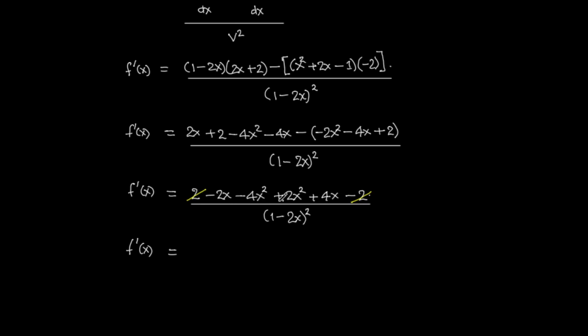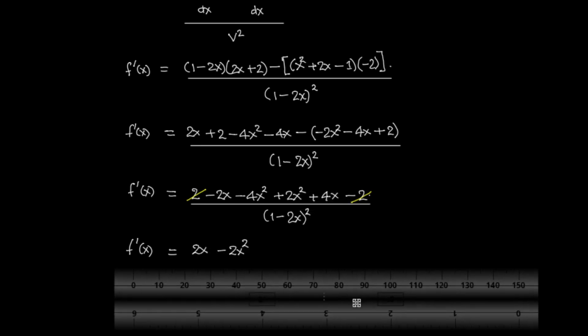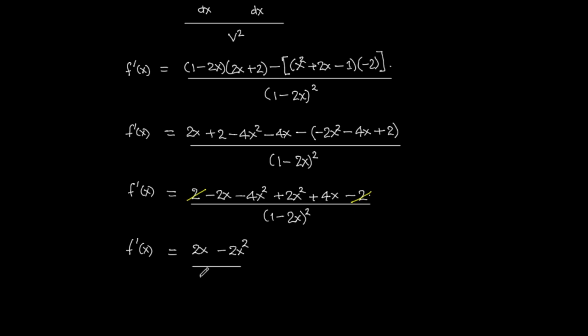Now when you take a look closely, we can write it as any powers of x, because 4x can simplify with negative 2x to 2x, and the highest power here, negative 4x squared plus 2x squared, we get negative 2x squared, and we can still divide this by our denominator, 1 minus 2x to the power of 2.